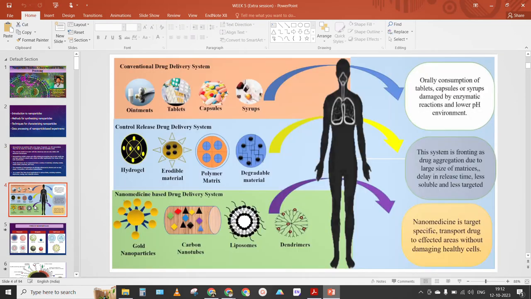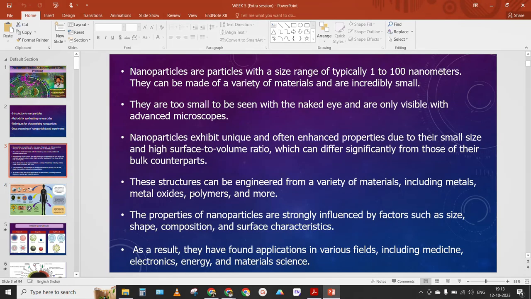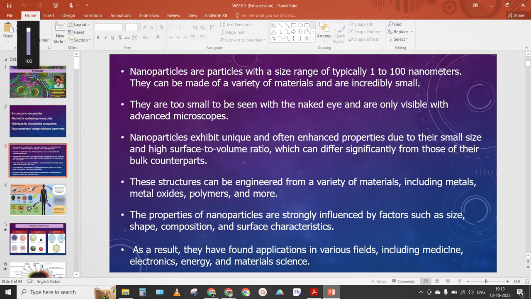Sir, can I go to the previous slide? Sorry to interrupt you. It's okay, it's completely fine. You can ask wherever you have doubt. Here, the properties of nanoparticles are influenced by size, shape, composition, and surface characteristics. Your voice is not that clear, just keep your microphone closer. Sure. Size, shape, composition, and surface characteristics: which of these factors will strongly influence, or which will have a major impact on the property?